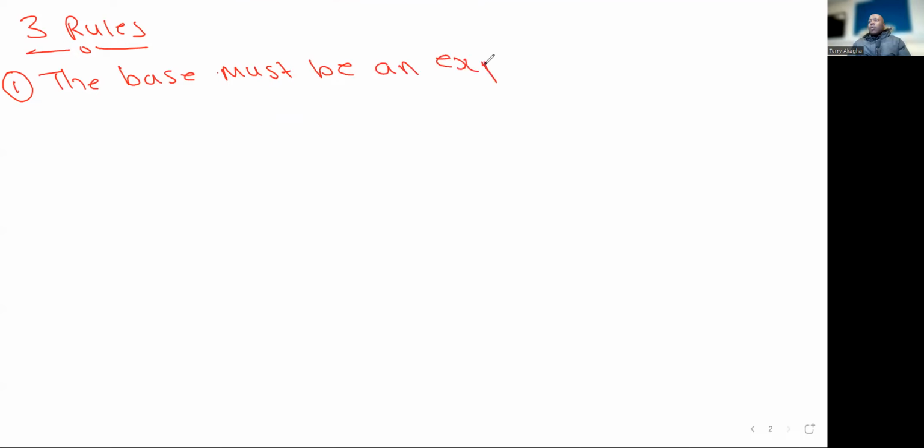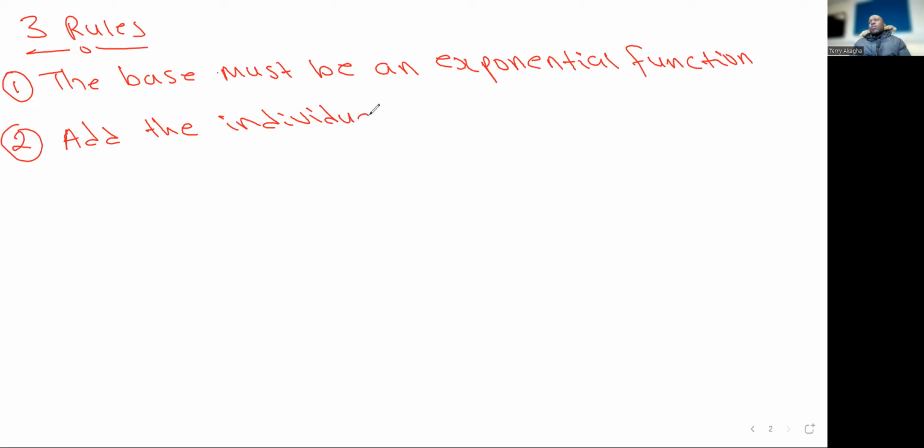Like I always say, I always have my three rules or steps so that when you're coming back to look at it, it will help you know how we solve the question. The first thing you have to do is ensure that the base must be an exponential function. Then when you've verified that the bases are exponential functions, the next thing is that you just add the individual powers together. Then number three, you simplify as needed.